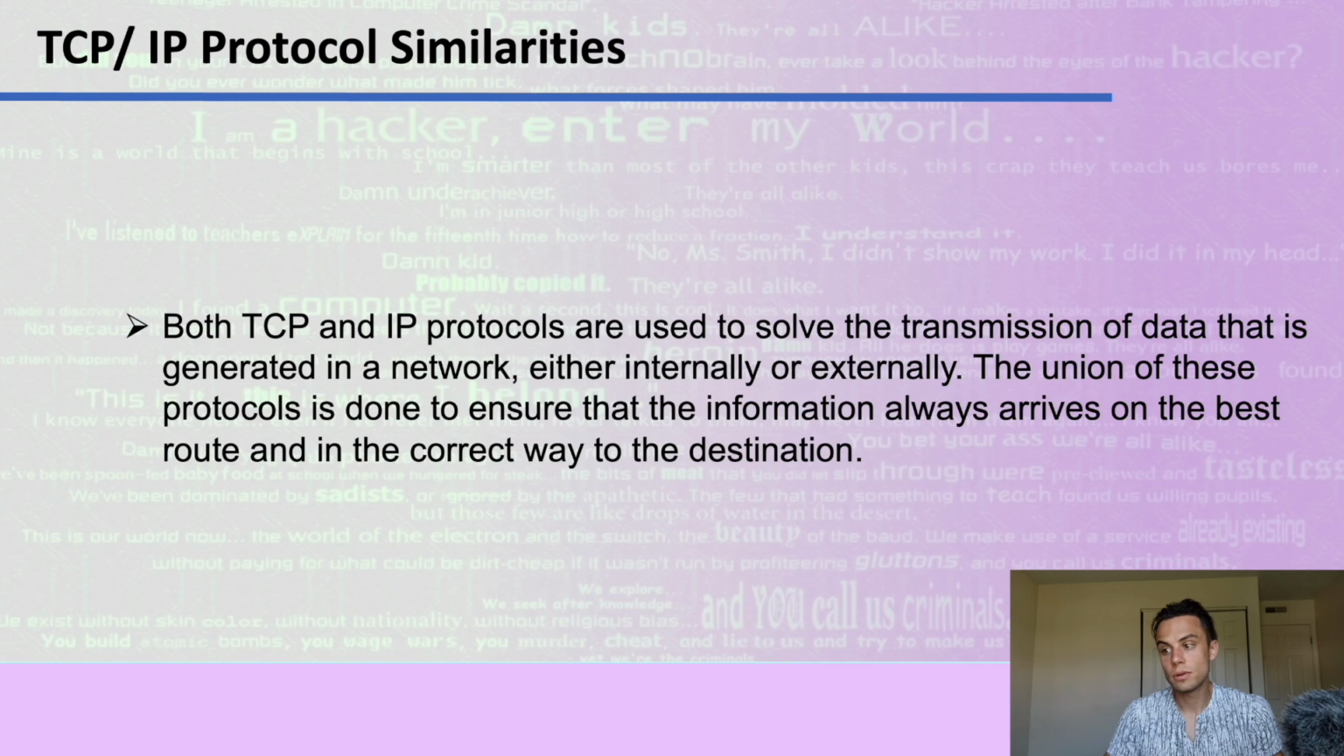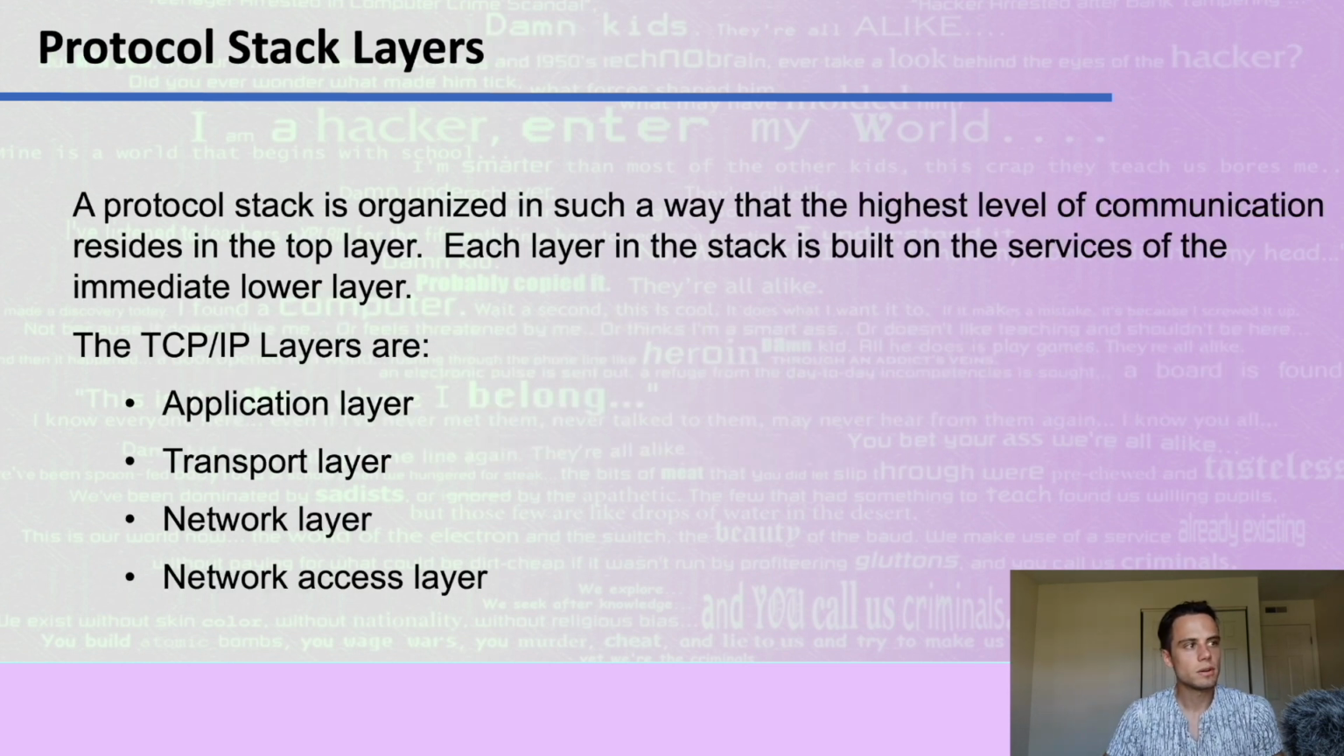So let's talk about the similarities between TCP and IP. Basically, both protocols are used to solve the transmission of data generated in a network and meant to be transmitted internally or externally. The union of those protocols is done to ensure that information always arrives on the best route and at the correct destination. So let's talk now about the protocol stack and the different layers incorporated within it.